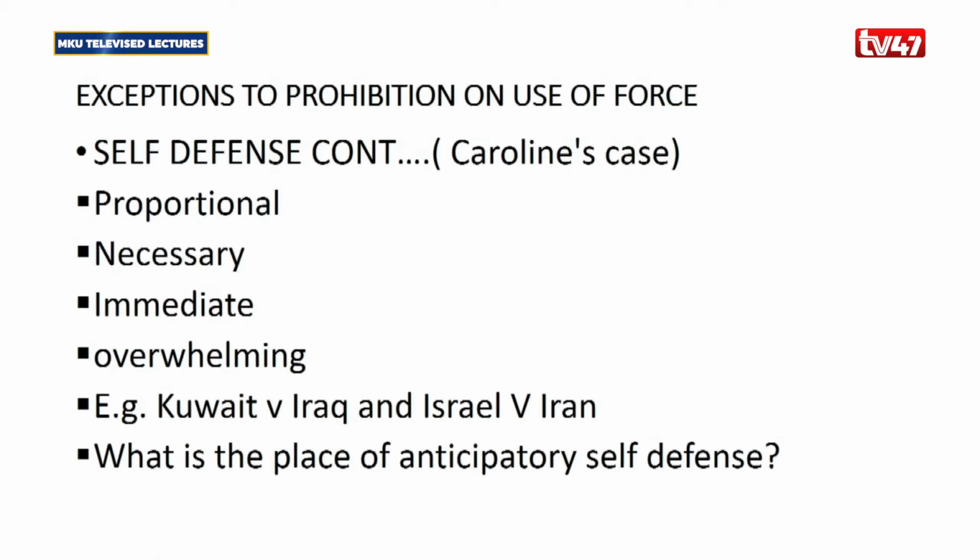So what is the place of anticipatory self-defense? The question is, can you anticipate an attack and do something about it? What if, as a country, we feel that one of our neighbors wants to attack us? Can we attack them first? Will that be anticipatory self-defense? International instruments will usually not advocate for anticipatory self-defense, because you don't know how it was going to go. Perhaps there would have been some settlement of this dispute.